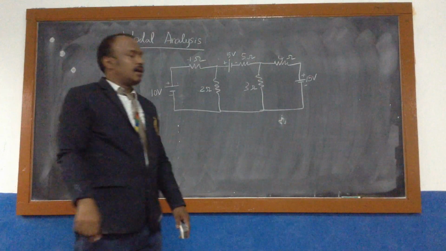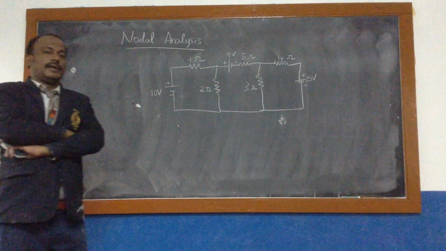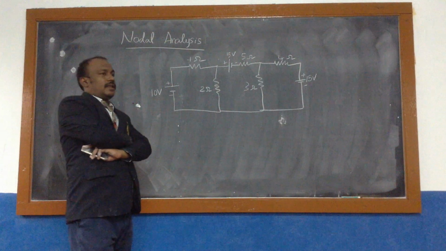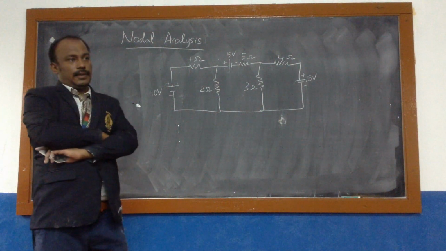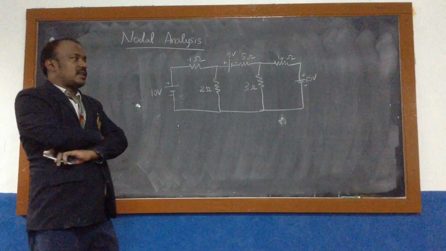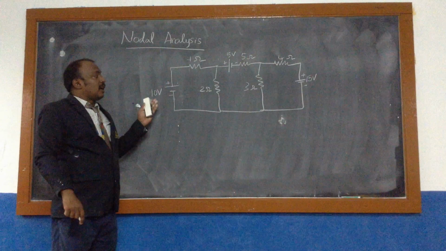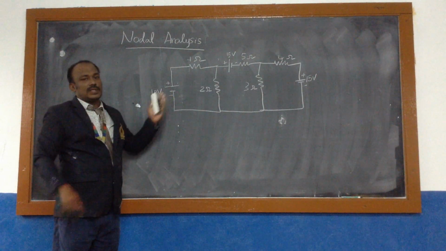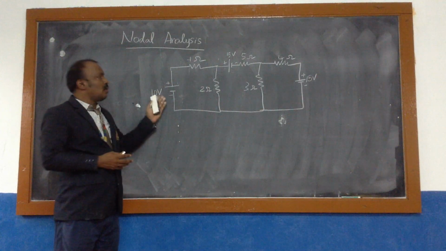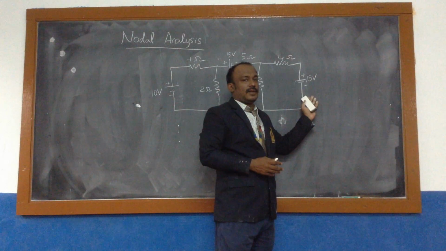Take this one and tell me how many nodes are there. Nodal voltage method. The first thing is you should see whether a current source or a voltage source is there. It is a voltage source. This is a voltage source. This is a voltage source.